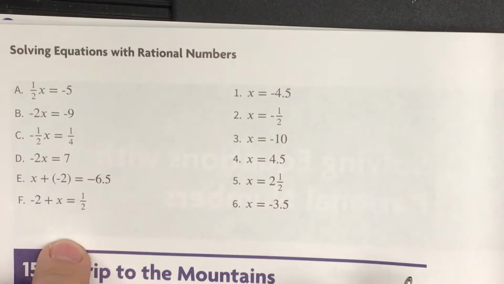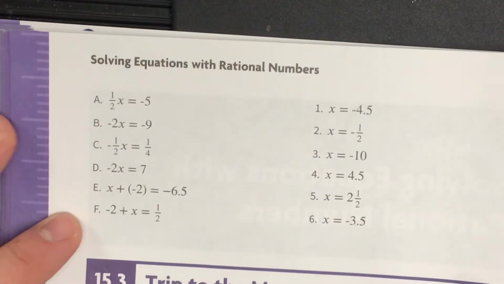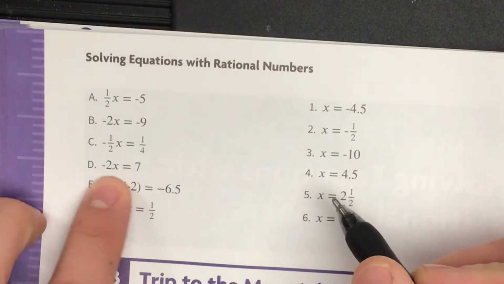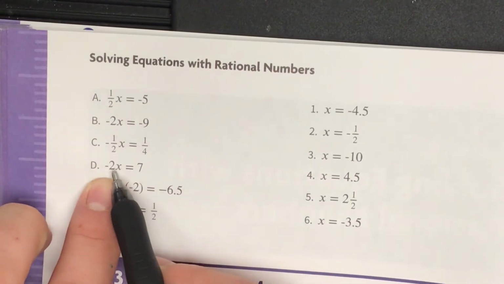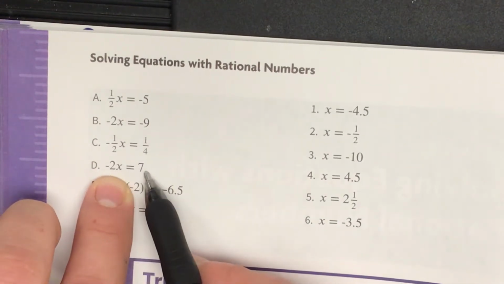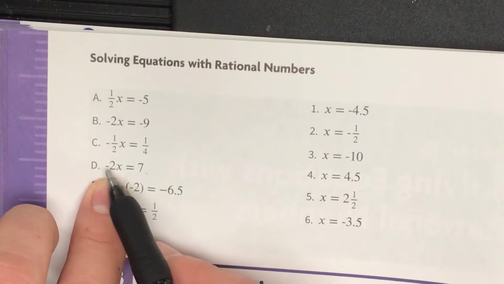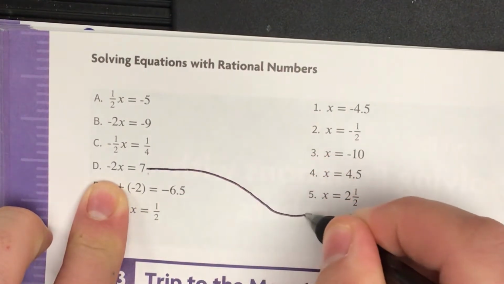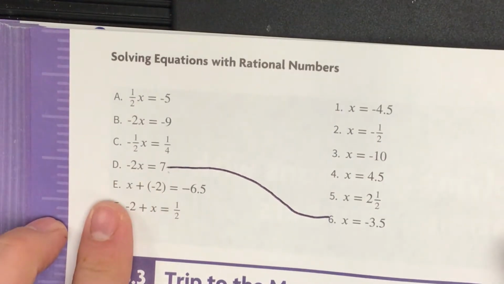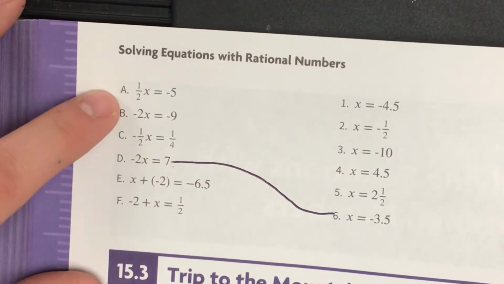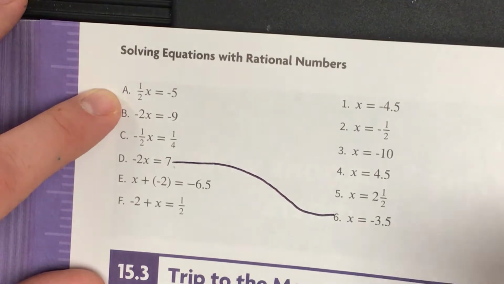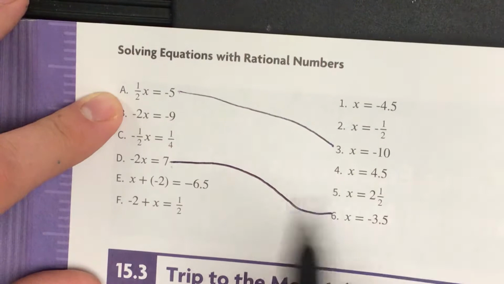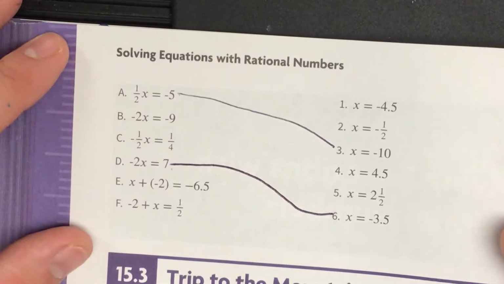Kinley, you got one? Yeah, I got 6 goes to B. D. So I know it needs to be a negative because -2 times a negative would give me a positive. And double one amount would give me $7. D is correct. Kellen, another one. A goes with 3. Half of -10 is -5. I agree with that.